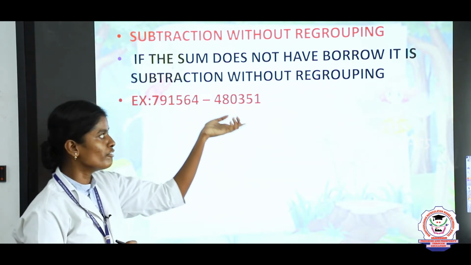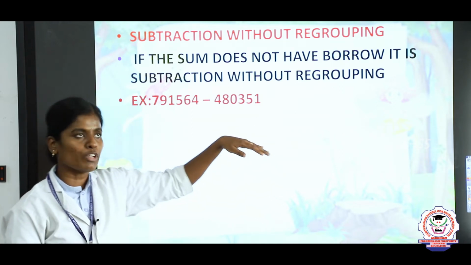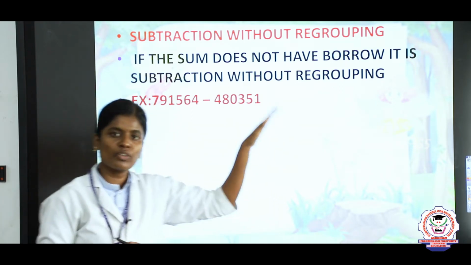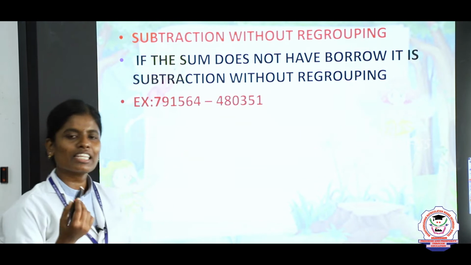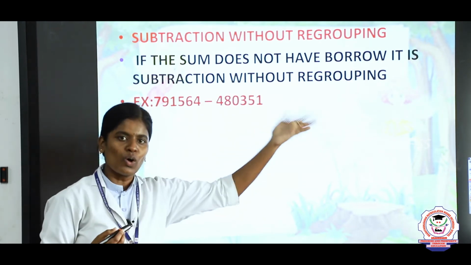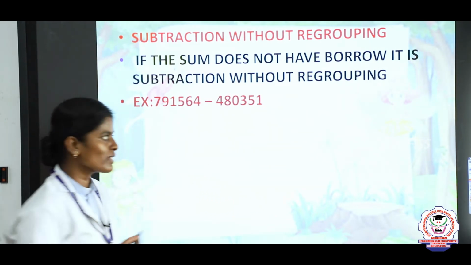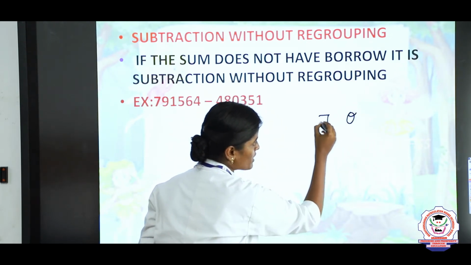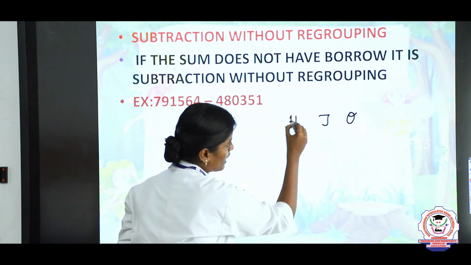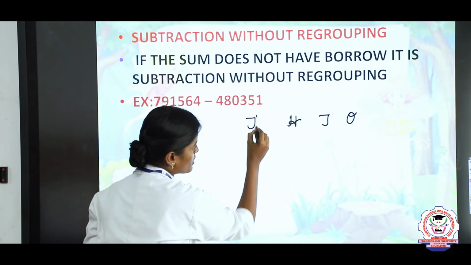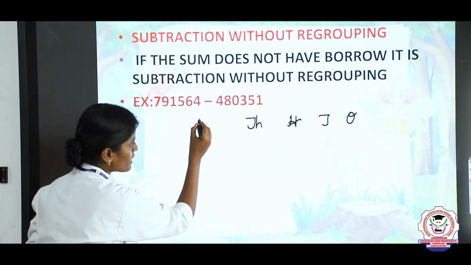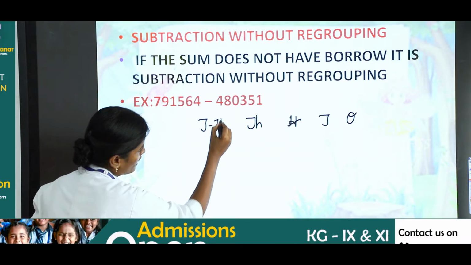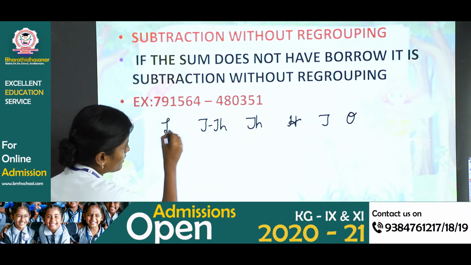Here we have the sum 7,91,564 minus 4,80,351. While subtracting the numbers, first we will write the place values. What is the first place value? The units place is the first place. Write ones. The second place value is tens. The third place value is hundreds. The fourth place value is thousands. The fifth place value is ten-thousands. And the sixth place value is lakh.